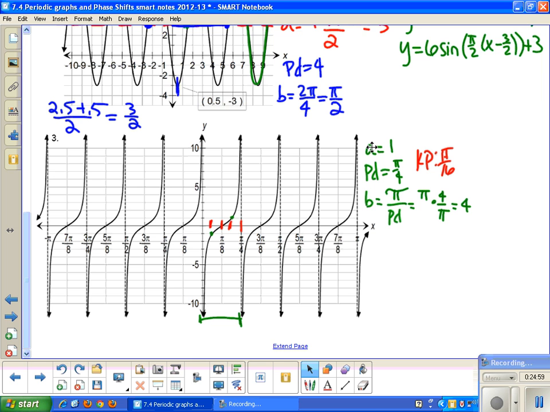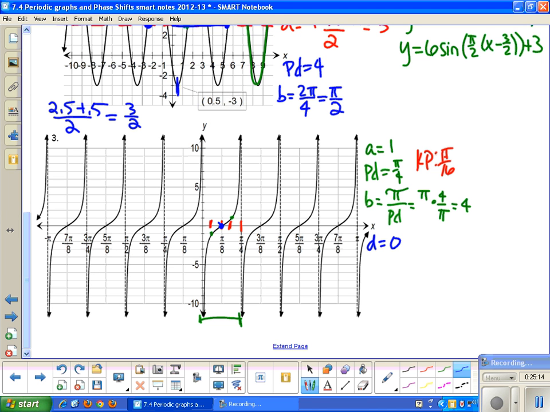And then the last thing I want to figure out is if I have a vertical shift. Well, if this is the point right here, the middle point in between my asymptotes, is on the x-axis, I can tell that I don't have a vertical shift. That's what I would use to look at it. So in this case, the vertical shift would be none.